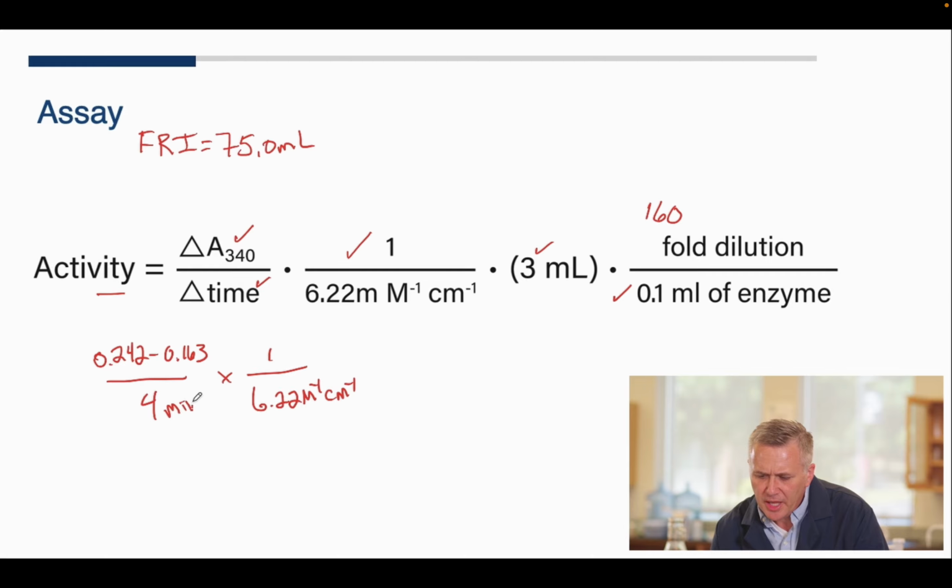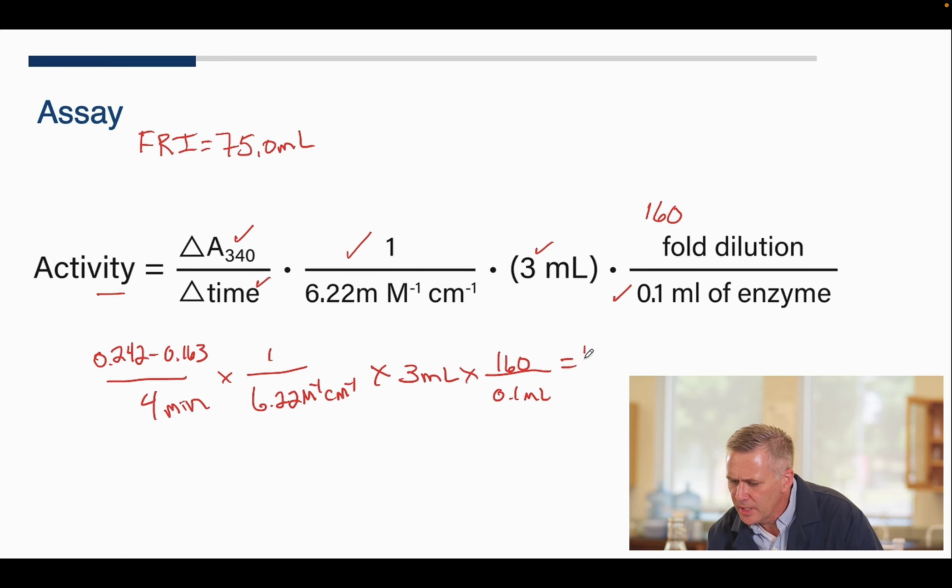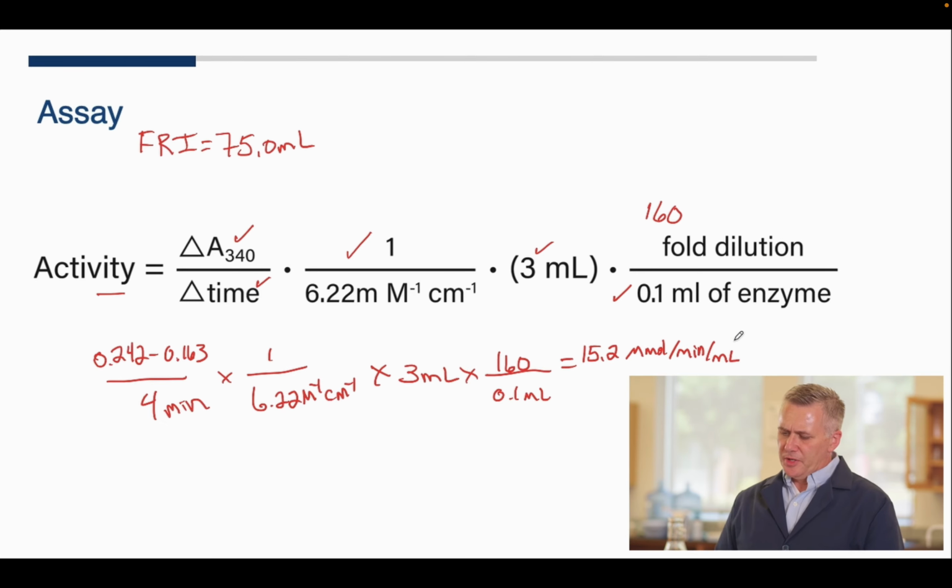Absorbance really doesn't have units. This is 4 minutes, and then it's a 3 milliliter solution, and then the 160-fold dilution, and then 0.1 ml. If we do that math, we find we have an activity of 15.2, and again, this is micromoles per minute per mil. That's our activity, and so we know that it is present.